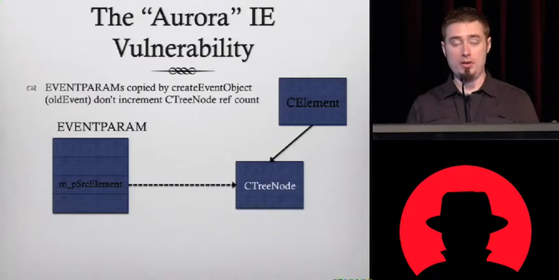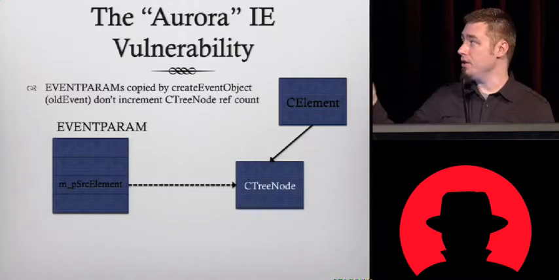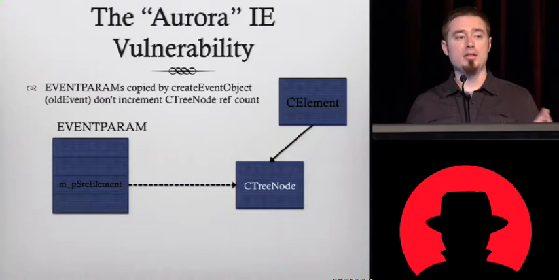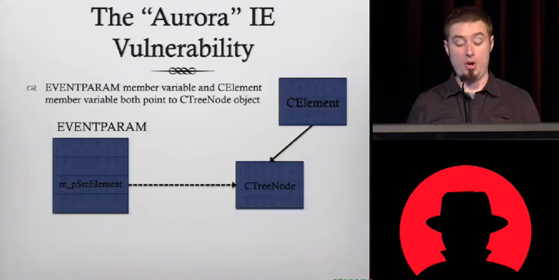A lot of objects don't point directly to the element; they'll point to the DOM tree node, which will point to the element, and they reference each other. So event param would have a pointer to the C tree node, but because it didn't increment the reference count, I use a dotted line here, because instead of being a strong reference, it's a weak reference. And that will result in problems.